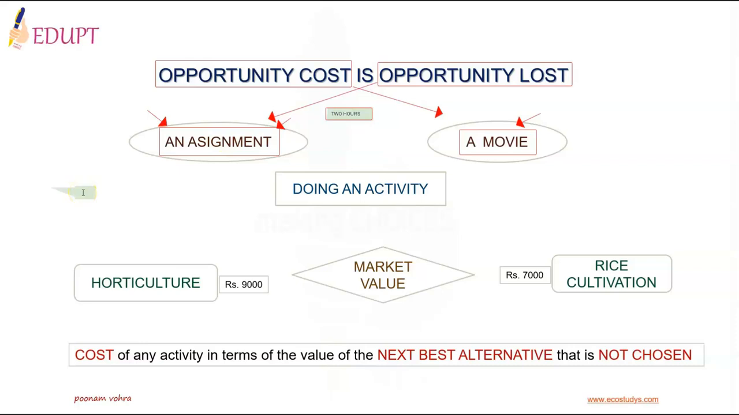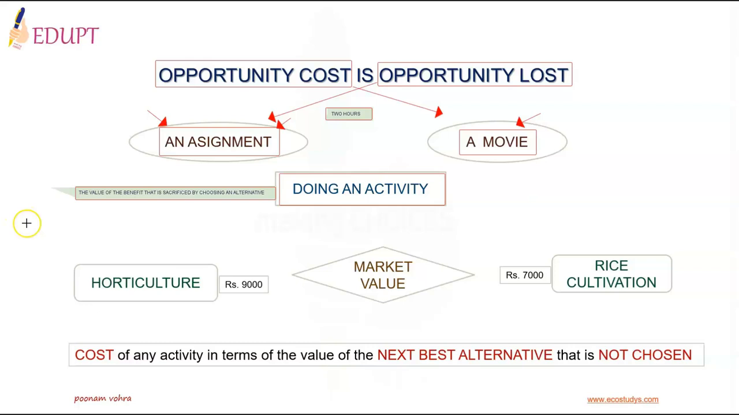So, opportunity cost is defined as the value of the benefit that is sacrificed by choosing an alternative. It is generally taken as the opportunity cost of doing an activity.